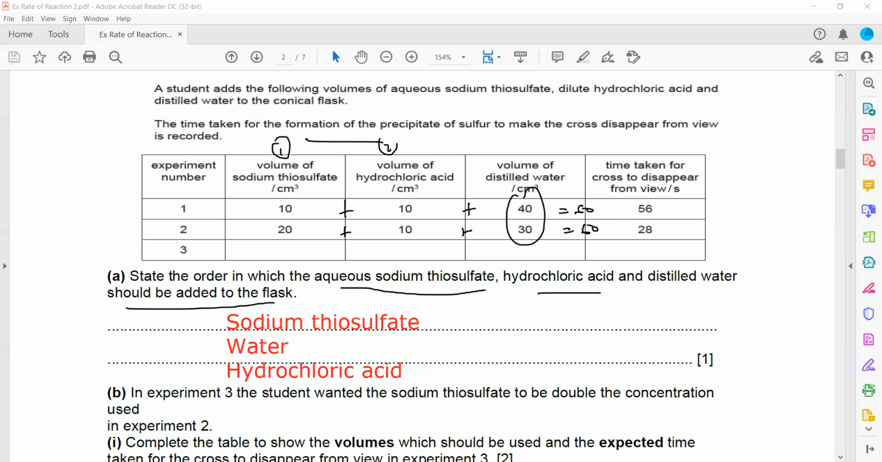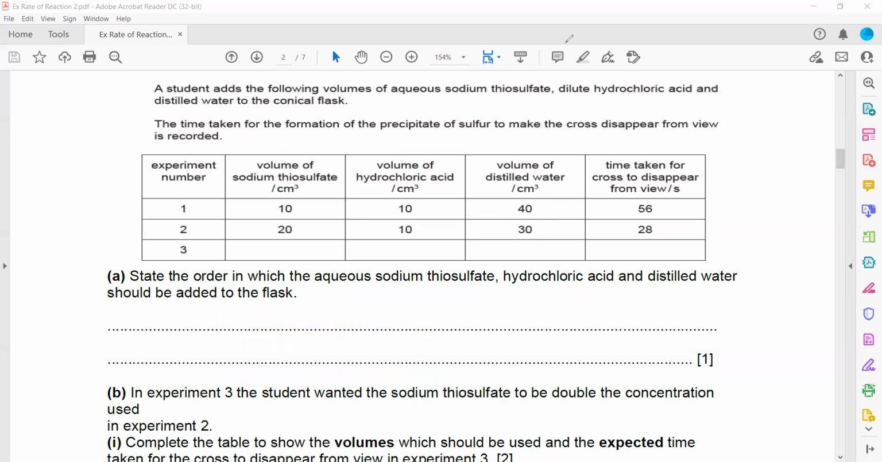That's why whenever we are carrying out this experiment, it can be the other way around. It can be hydrochloric acid, then water, then thiosulfate, or it can be water, hydrochloric acid and thiosulfate, or water, thiosulfate and then hydrochloric acid. But water cannot be at the last.